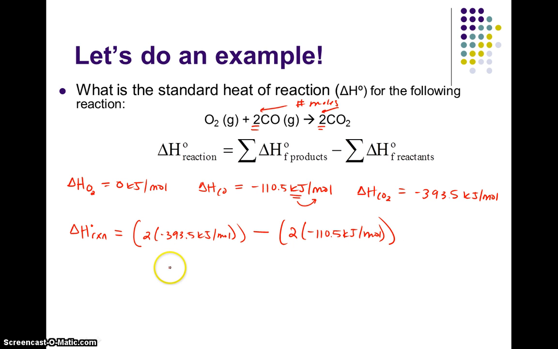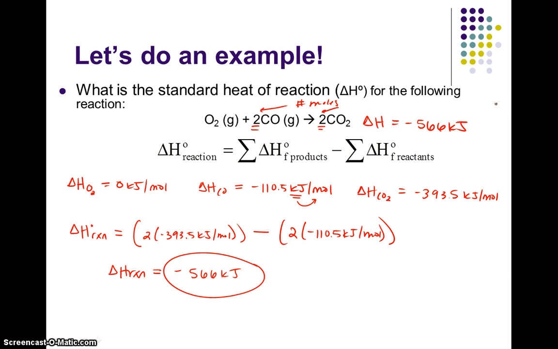So we can go ahead and enter this in our calculator. We do 2 times the heat of our carbon dioxide minus 2 times the heat of our carbon monoxide. If you've done that correctly in your calculator, you should get a numerical answer of negative 566 kilojoules. So what that tells us is the enthalpy change for this reaction is negative 566 kilojoules.